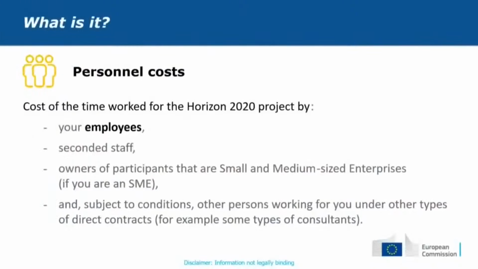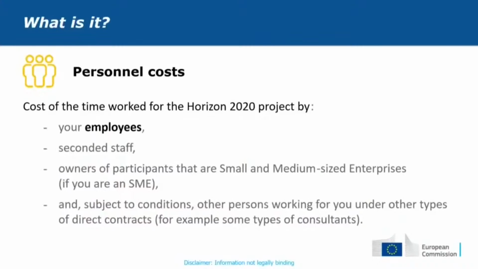So the first element about personal costs is, who can I declare as personal costs in my cost declarations for Horizon 2020 grant agreements? I think the first indent is the most logical. Of course, your employees are your personal costs. There are no doubts there. Employees, by the way, also means, if you are attending this webinar from a public entity, public servants, civil servants, sorry. So these two categories are automatically included in the personal costs.